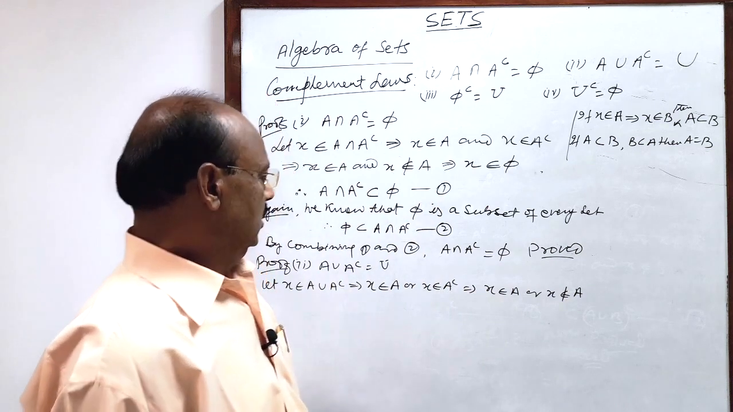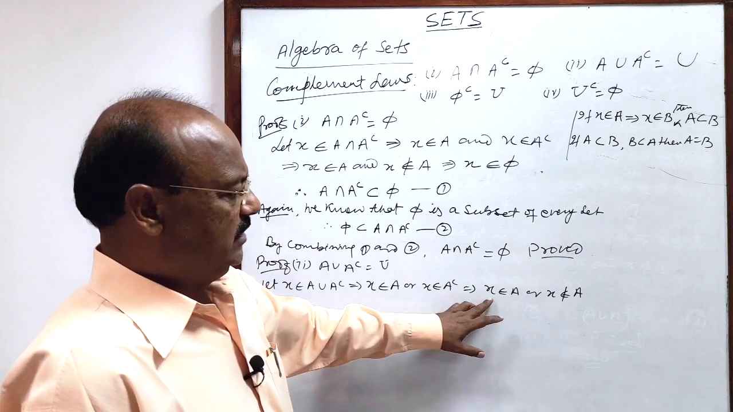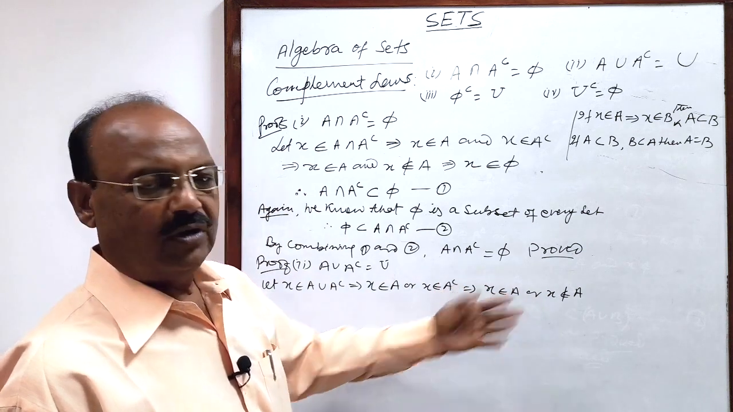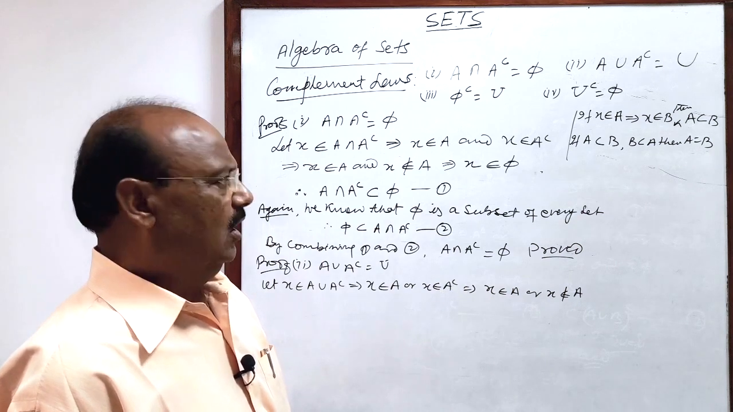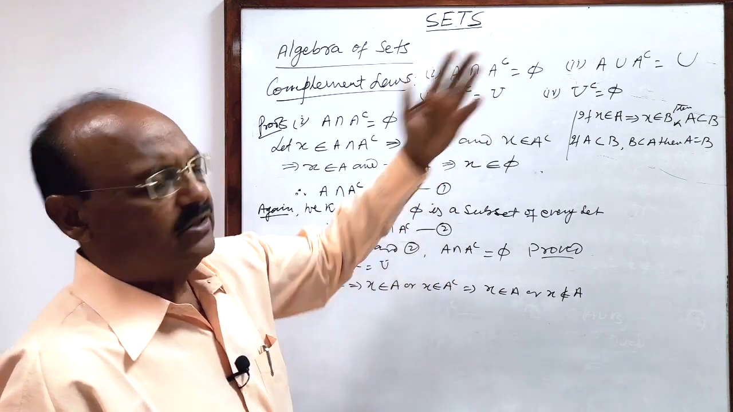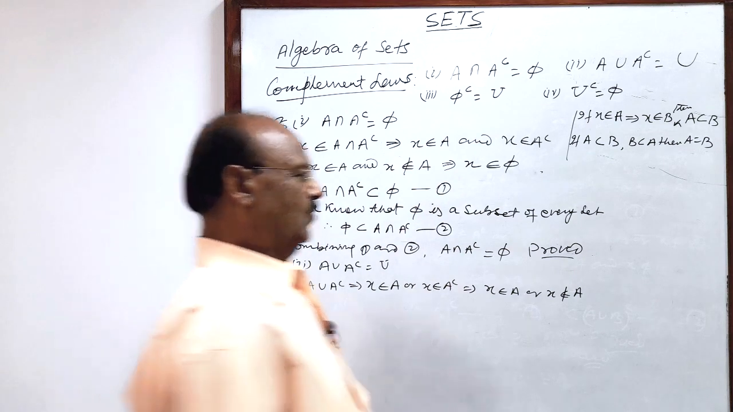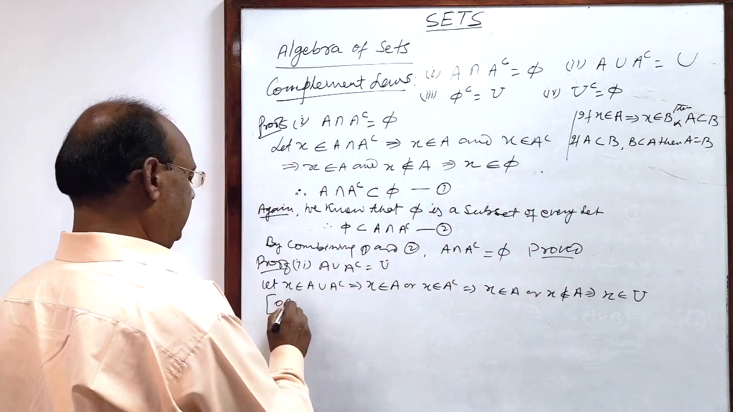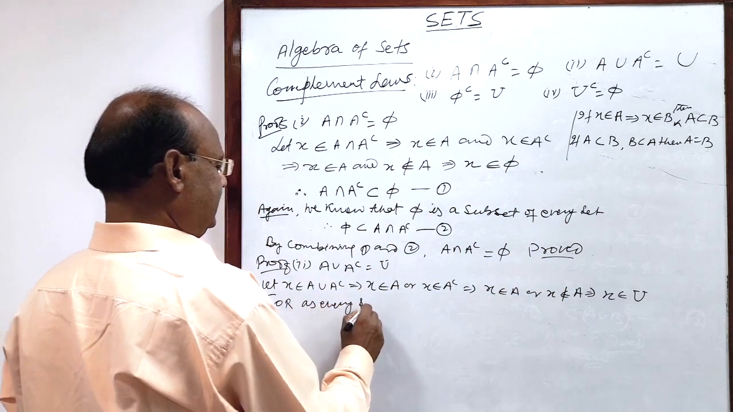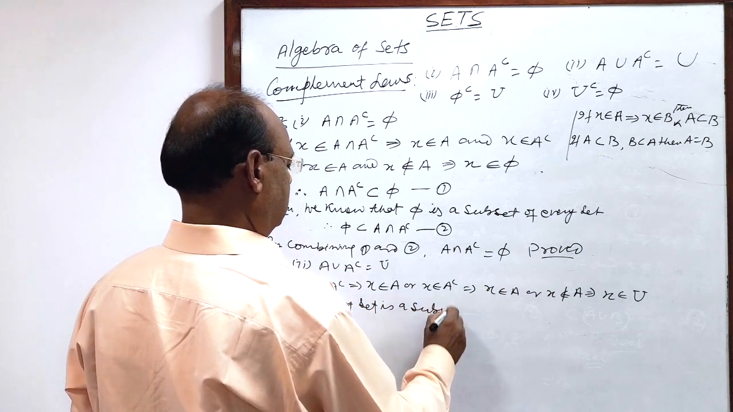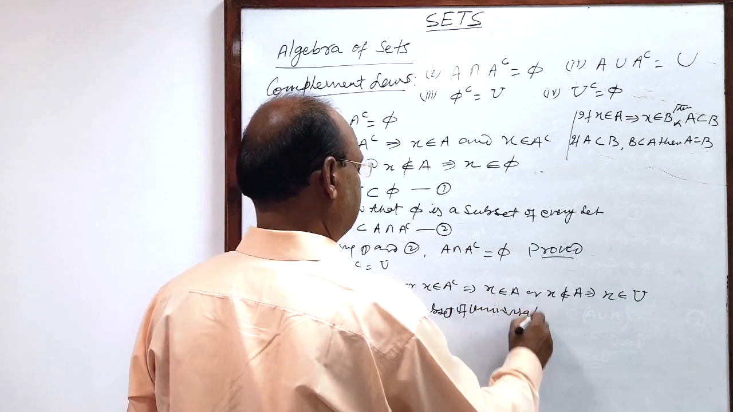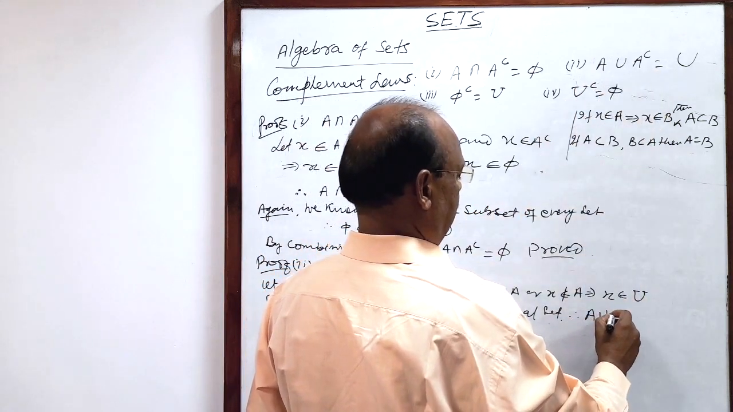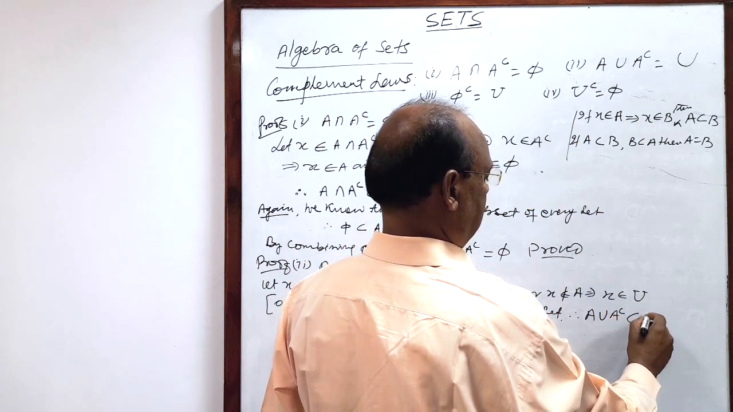Correct? So just imagine, the statement here is X belonging to A or X not belonging to A. In both cases, X will be a member of the universal set. Or in other words, you can say that every set is a subset of the universal set. So this implies that X belongs to the universal set. Therefore, we can write this set will also be a subset of the universal set. So A union A complement is a subset of the universal set.